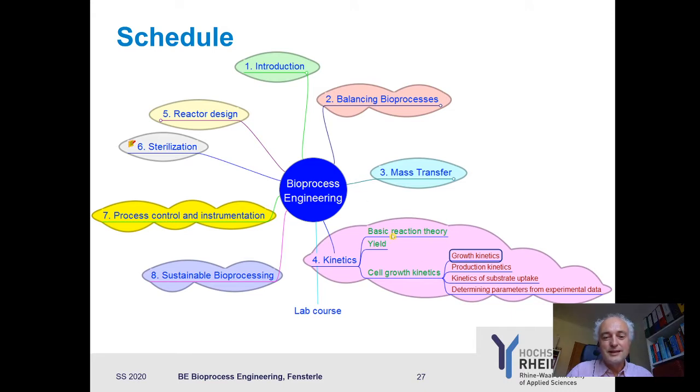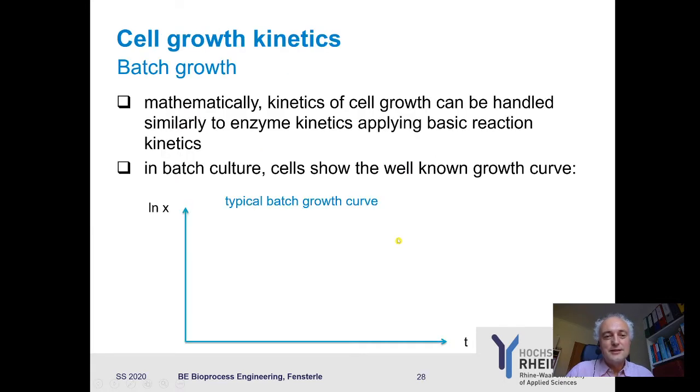We had talked about yield last time, and now we come to cell growth kinetics, which is based on the basic reaction theory. So let's start with a curve all of you have already seen: how does batch growth look? Kinetics in cell growth is based on the basic reaction theory, so you can handle cell growth similarly to enzyme kinetics, applying this basic reaction kinetics. That's the good news. So the first chapter we did is not completely useless.